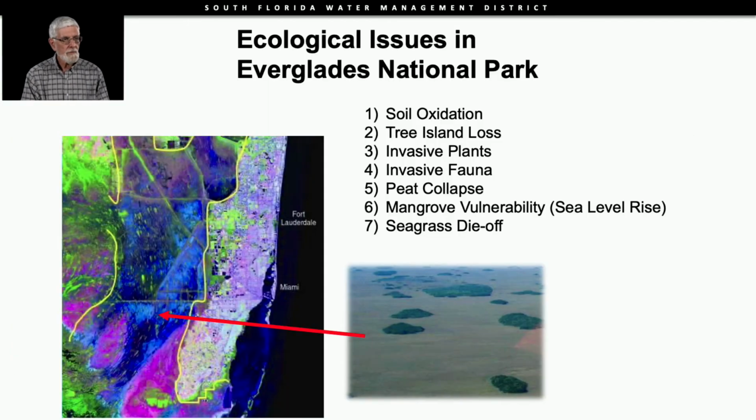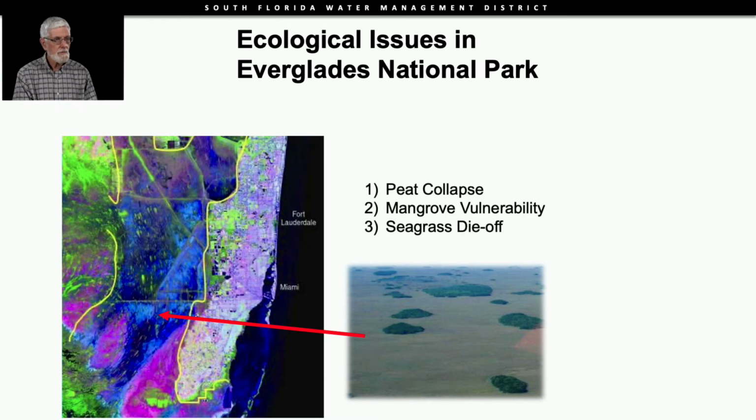So now let's move into Everglades National Park. And there's basically 7 major environmental issues for the park: soil oxidation, tree island loss, invasive plants, invasive fauna, peat collapse, mangrove vulnerability, and seagrass die-off. Now, these 4 on the top list are prevalent throughout the Everglades, but the peat collapse, mangrove vulnerability, and seagrass die-off are rather unique to the Everglades system. So I'm going to talk about those 3 things right now.